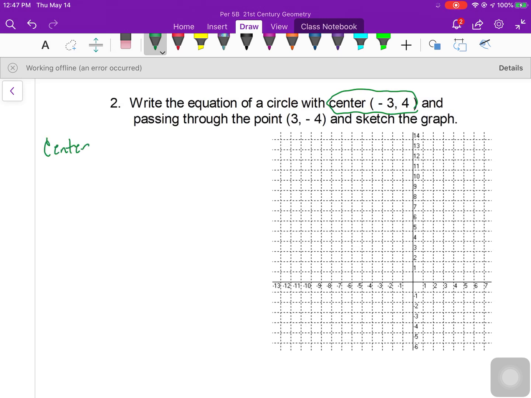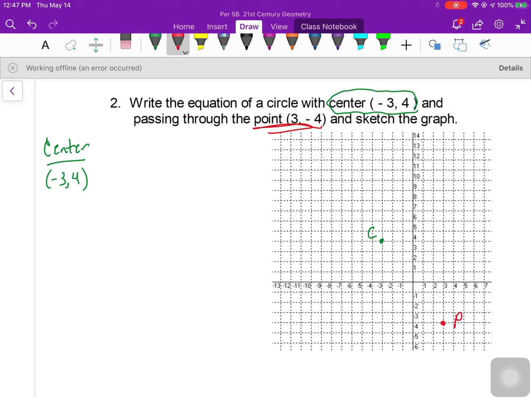This is a problem where they gave us information about the circle. Namely, they gave us the center. So that's good, we need that center point. The center was at -3, 4. I'm going to go ahead and plot that. -3 and up 1, 2, 3, 4. So there's my center. And then they just gave us another point that's on the circle.